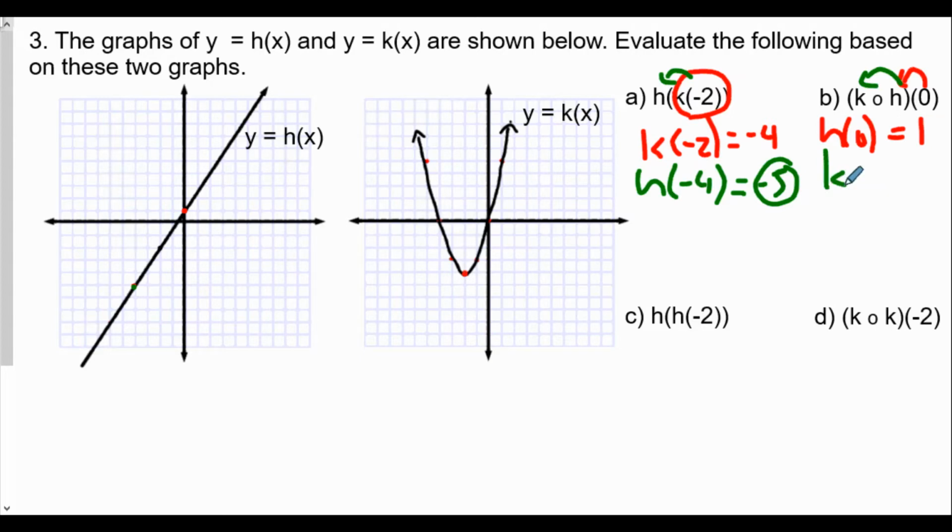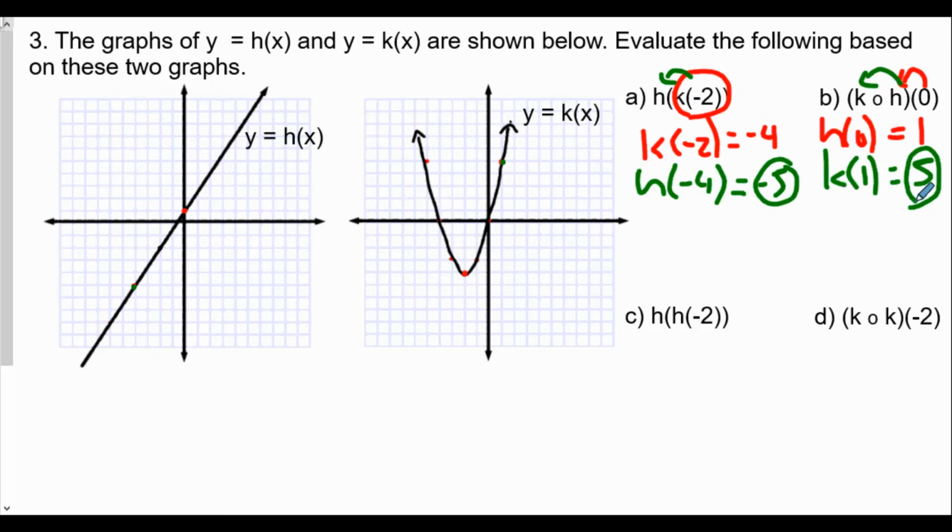So I'll find k of 1. When x equals 1, the y value is 1, 2, 3, 4, 5, right there. So k of 1 is going to be 5. So the k of h of 0, the final result, will be 5. All right, so we're going from right to left in this case.